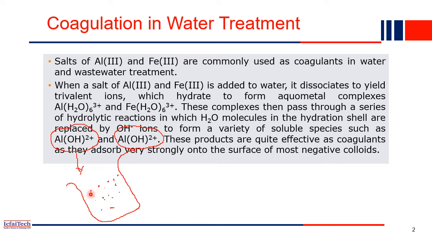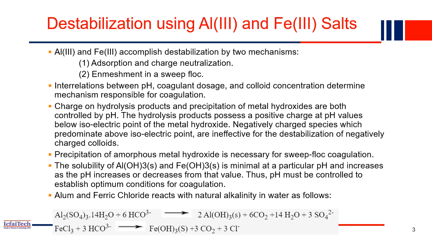We have seen the properties of suspended particles also. It has a very good quality of absorbing other particles. So these ions are basically simply absorbed by the suspended particle, and the suspended particle also gets charged. Either it may be positive or negative charge. So now these products are quite effective as a coagulant, as they absorb very strongly onto the surface of the most negative colloid.